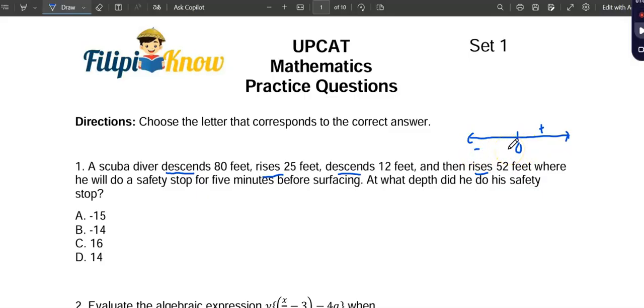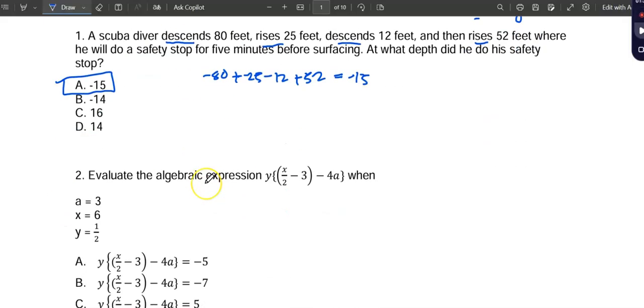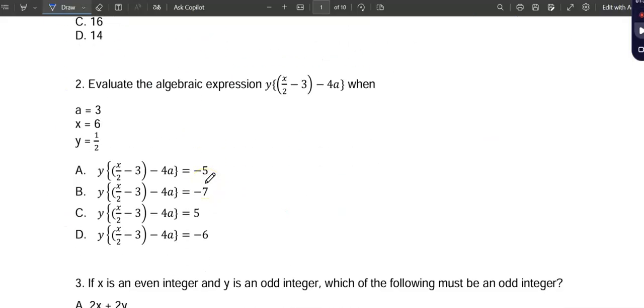All right? So, what you're going to do here is simply add. You're going to add negative 80. Why negative? Because again, it's descends. You're going down, so negative 80 plus 25 minus 12, and then plus 52 again. All right? When you do your calculation, it should give you negative 15, which is A in our choices.